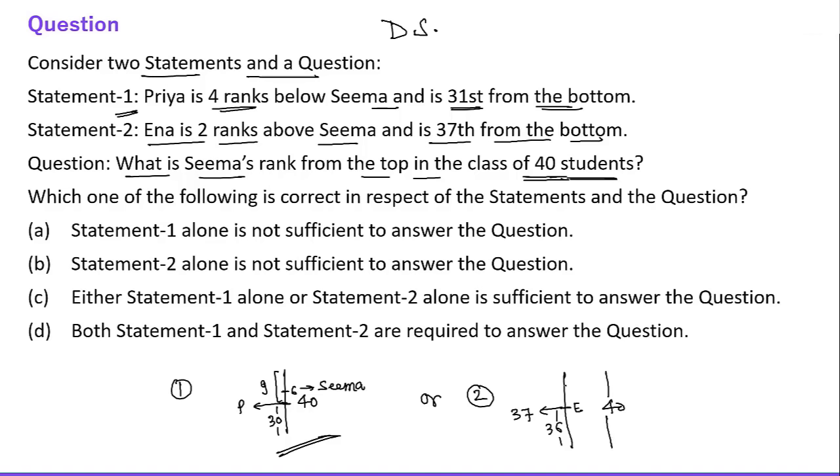After that, Ena is 2 ranks above Seema, right? So 36 and 37th, and then 3 students, right? So it means Ena is 4th from the top. So Ena is 2 ranks above Seema. So Seema is 6th from the top, right? Seema is 6th from the top. So from the second statement alone, we can find the answer, right?